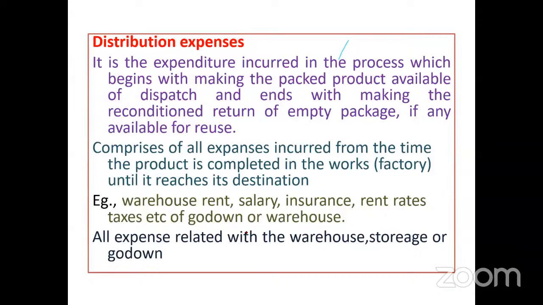Again, insurance. Sometimes we also take transit insurance in order to transfer the goods, dispatching the goods from one destination to other destinations. Rates and taxes of the godown and warehouse. So these are coming under distribution expenses. All expenses related with the warehouse, storage and godown are coming under distribution expenses.